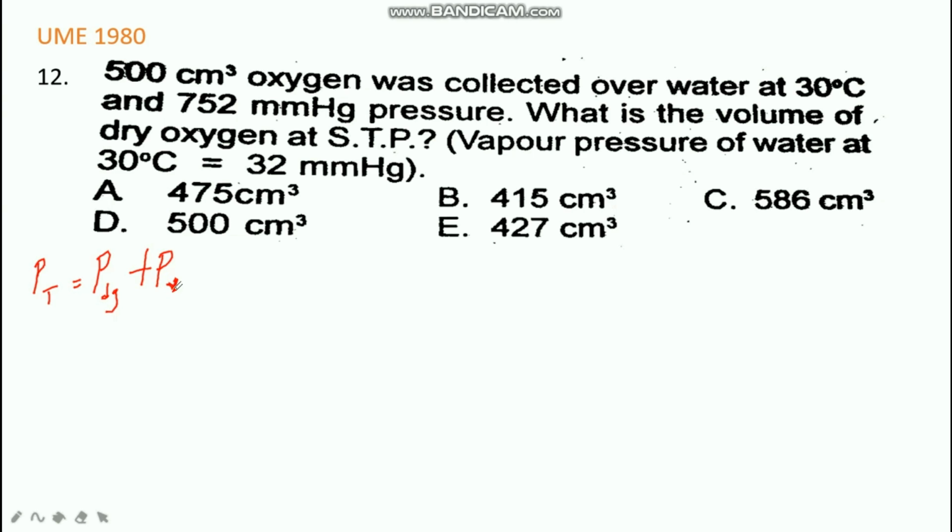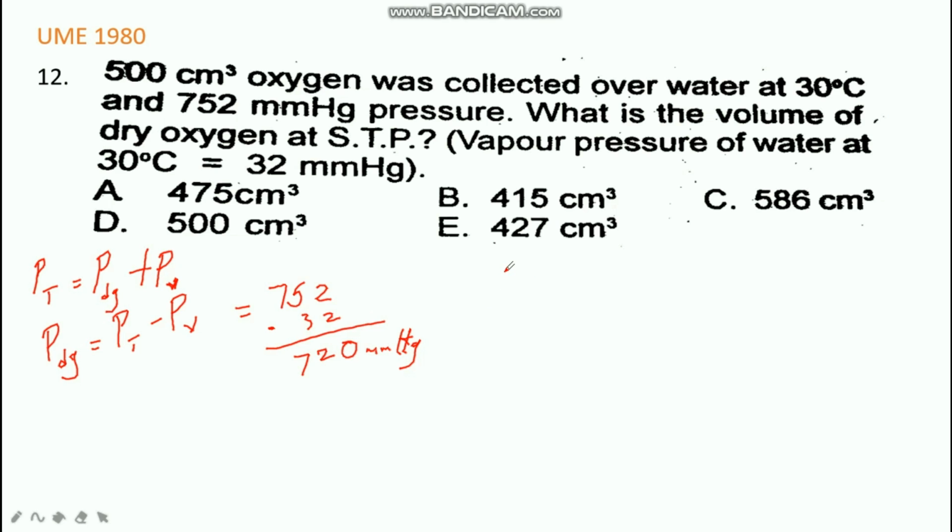Vapor, let me just put that as P sub V. So that means the pressure of the dry gas is going to be the total pressure minus the vapor pressure. So for the first case, the total pressure is 752 minus the vapor pressure of water, which is 32. So you work this out, we have 720 millimeter of mercury. So 720 millimeter of mercury is actually the pressure of the dry gas, in this case the oxygen. So we've got that done and dusted.